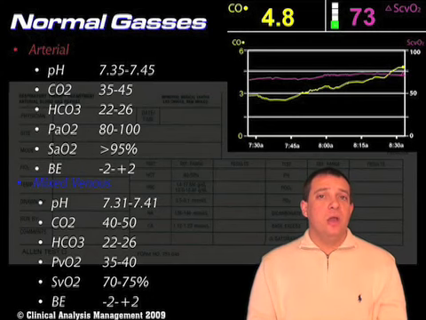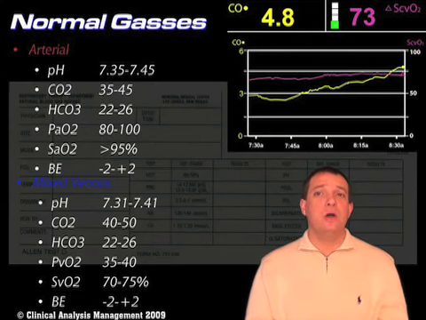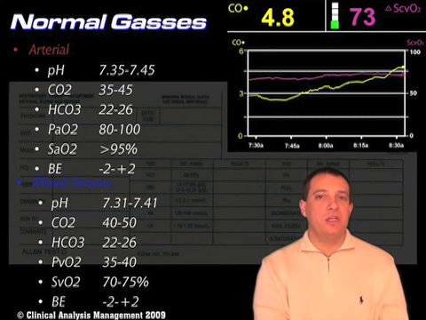And CO2 we think of as acidotic. So what do you think the pH is going to be? It's going to be more acidotic. So while a normal ABG pH is like 7.35 to 7.45, a normal VBG pH, or venous blood gas, is usually around 7.31 to 7.41.